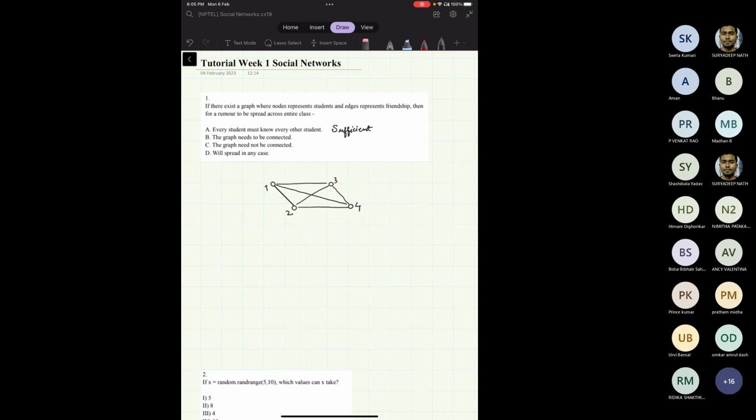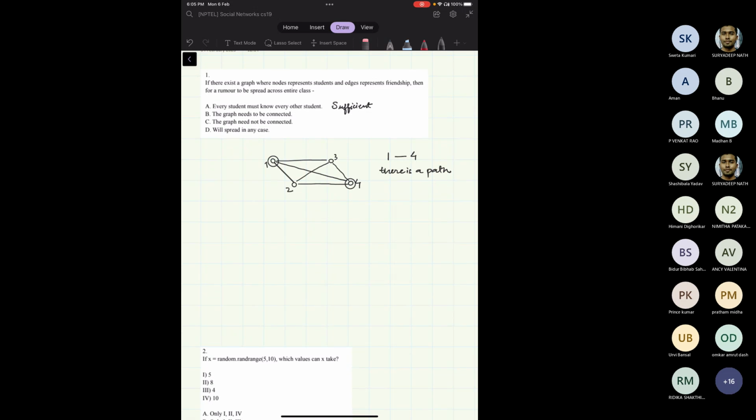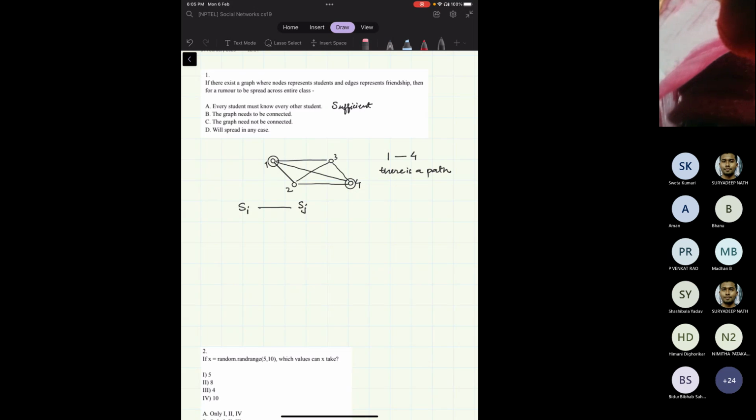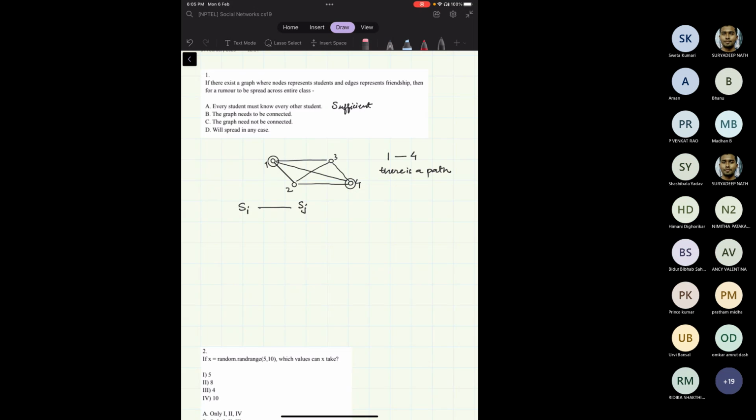Now let us explore the second option. The graph needs to be connected. What do we mean by the graph is connected? It means that between any pair of nodes, so let's say pick 1 and 4, there exists a path between 1 and 4. Or in general, if we consider the class, let's say student Si and there is a student Sj, there always exists some path, even if they are not directly friends, student Sj is somehow connected to student Si.